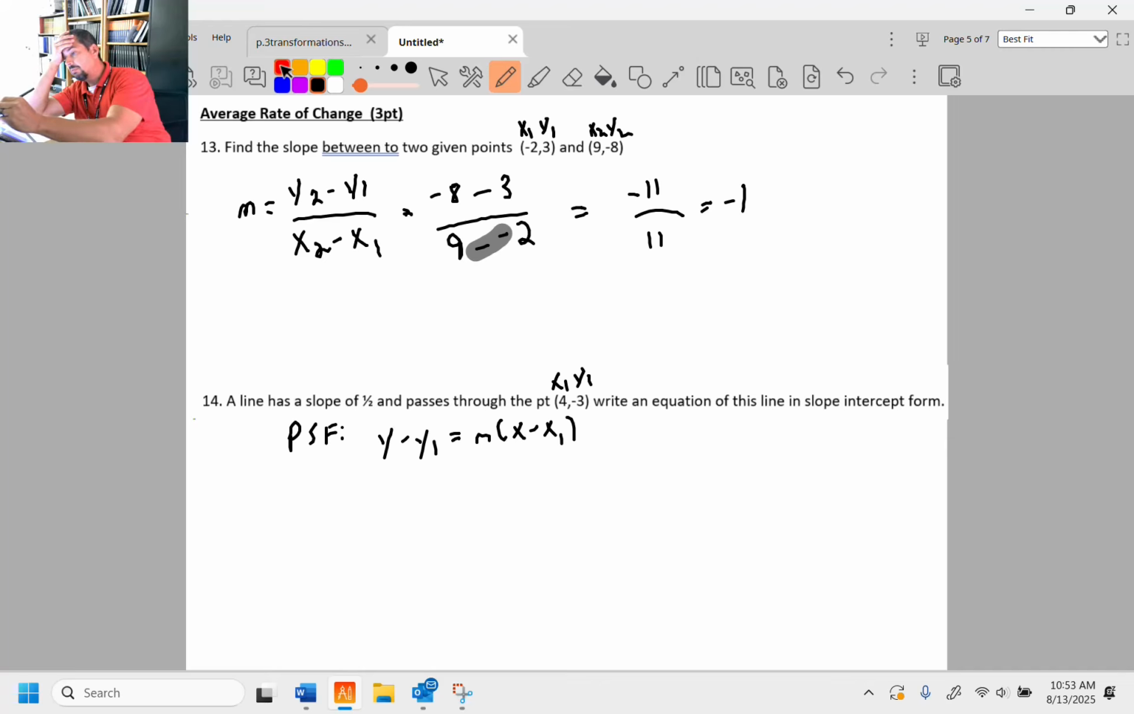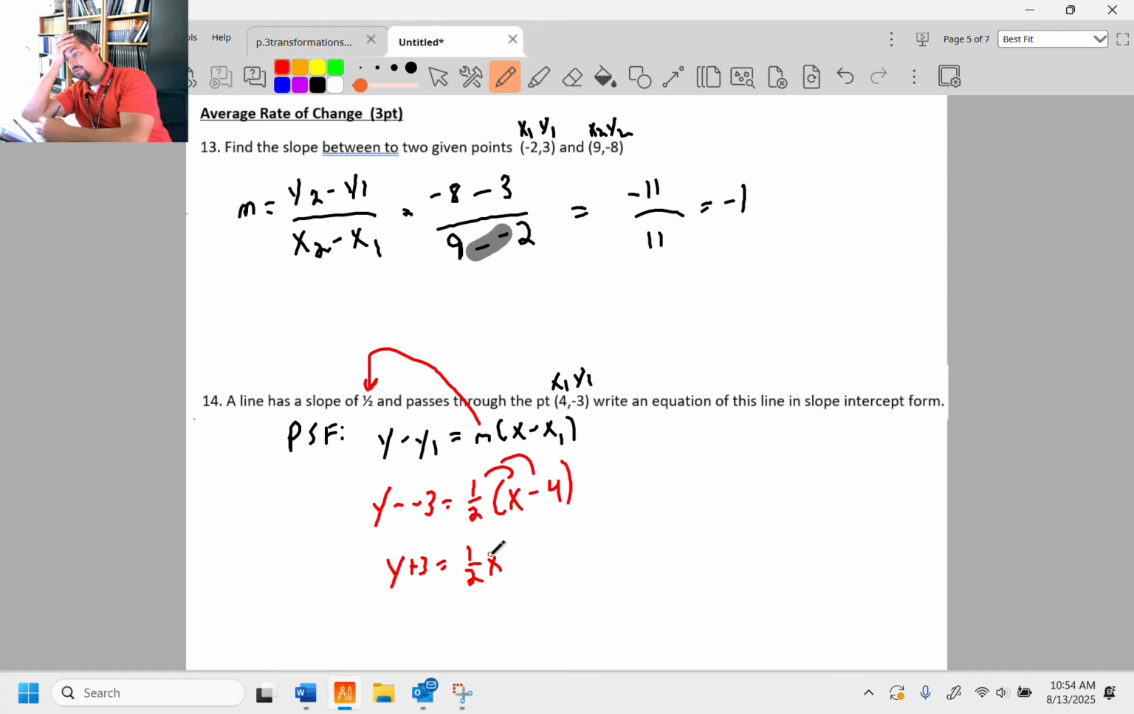We do not replace y with anything. We do replace y1 with what it is, and y1 is a negative 3. The slope is given. That's m, by the way. Don't be that kid. Slope is a half. We don't replace x with anything. We replace the x1 with 4. And then we do what we can do. Like, we know that taking away a negative is addition. We should know the distributive property. A half times x is a half x. A half times 4 would be 2. A positive times a negative is a negative.